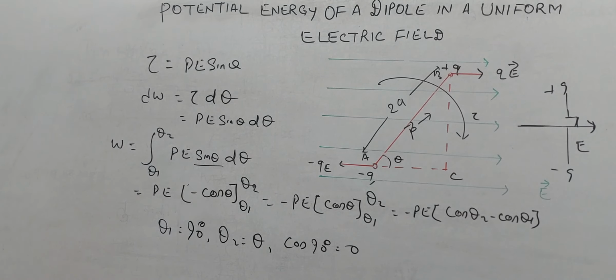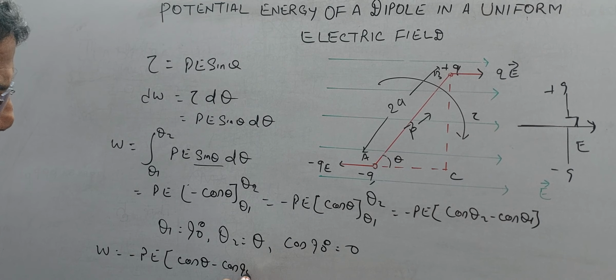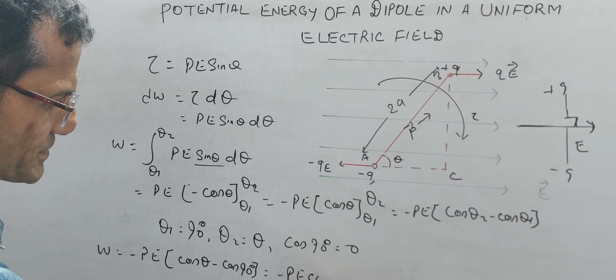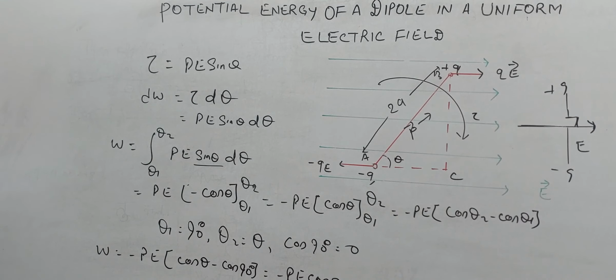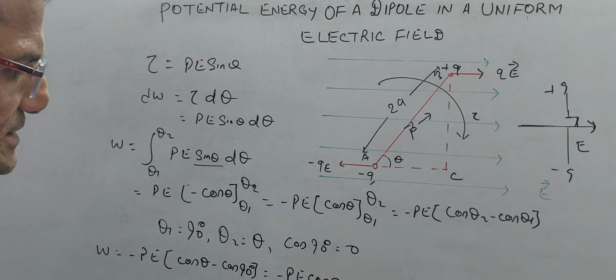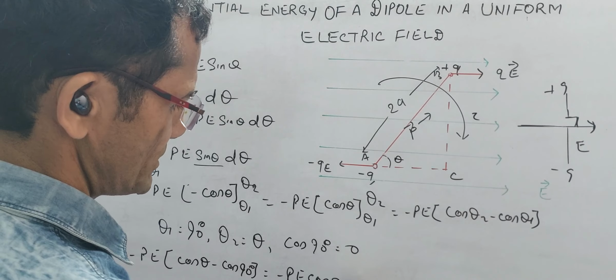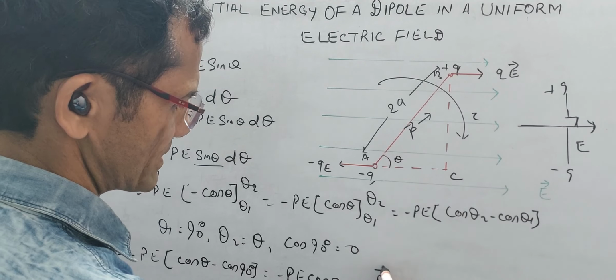If I place these values in this equation, now the total work done comes out minus pE cos theta 2, replaced with theta, minus cos 90 degrees. Cos 90 degrees comes out 0. Now finally we have the value minus pE cos theta. Since the dipole moment is a vector quantity, in the scalar dot product, I can represent it like minus vector p dot vector E.